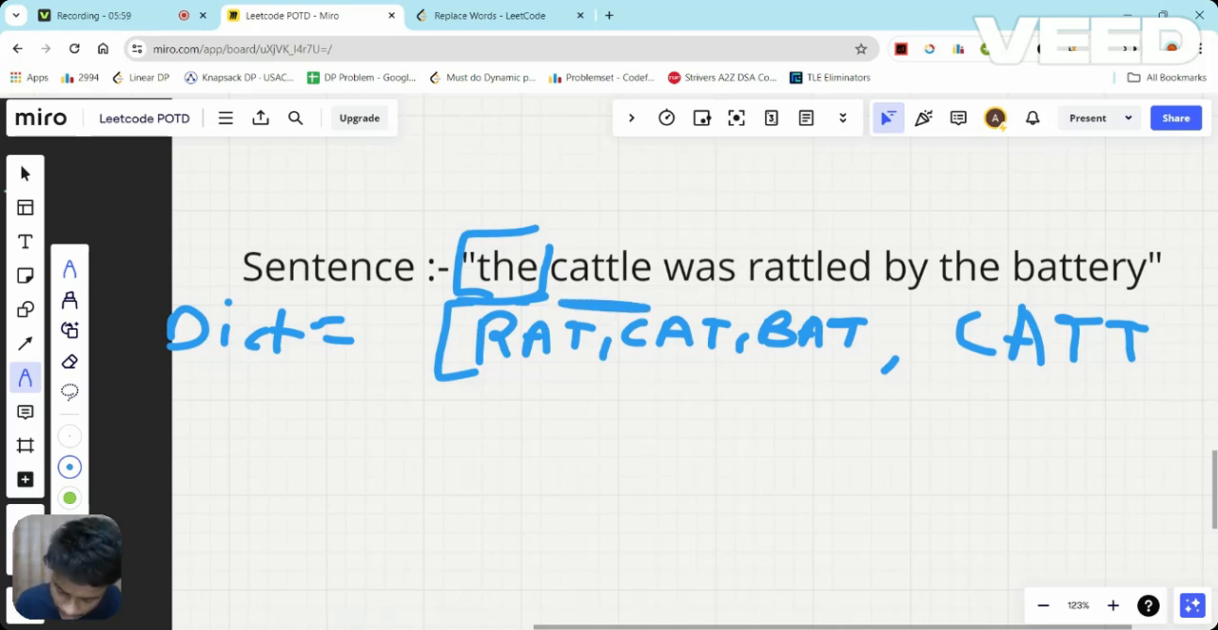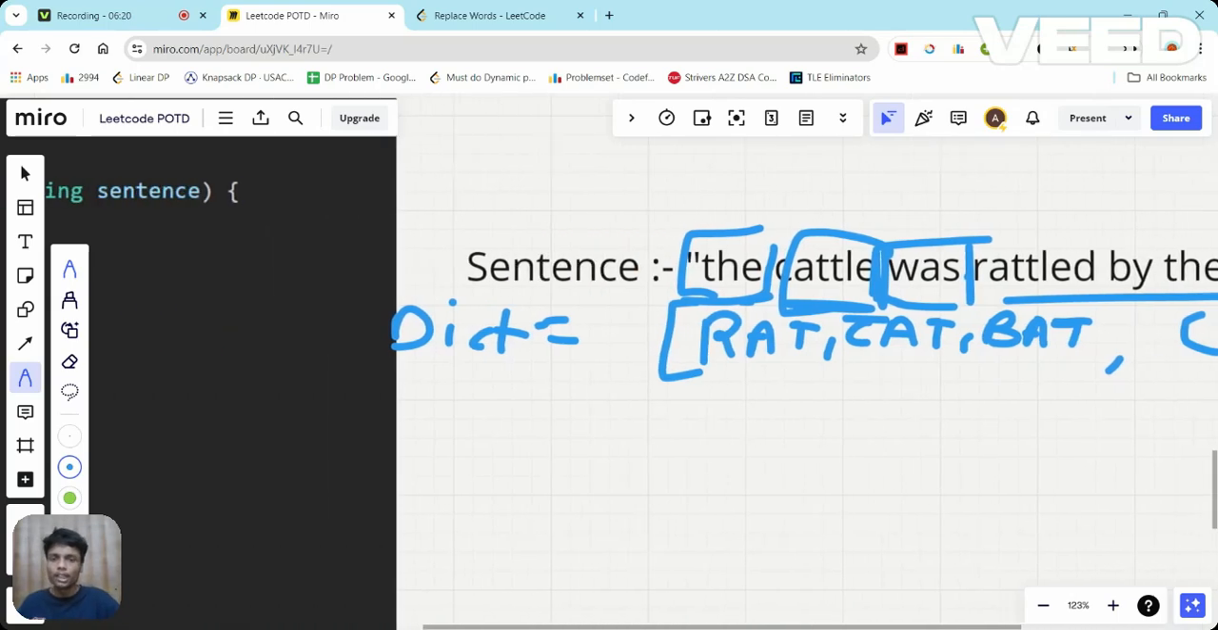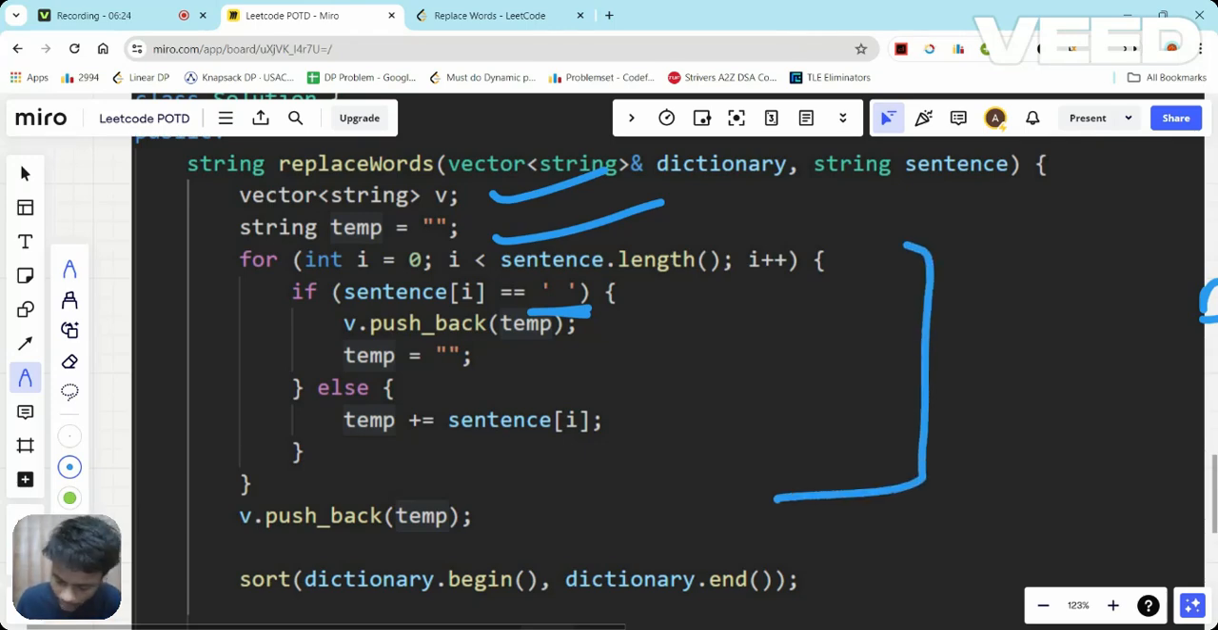Now I'll start from C, and as the white space arrives, it is the right time to insert the word cattle into v. Now I will iterate through "was", and as the white space arrives, it is the right time to insert "was" into v, and so on till the end. From there I'll get all the words of the sentence into a vector v. So this is what the code is doing here.